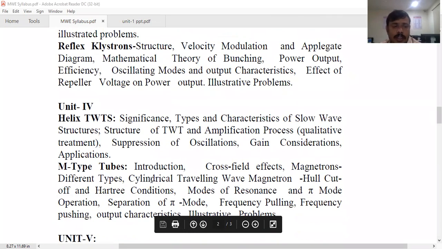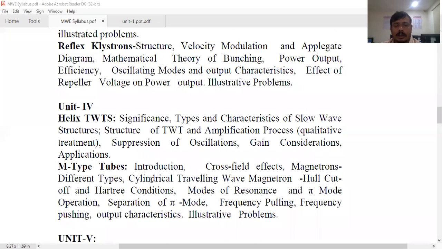So one of these is the helix type TWT, the traveling wave tube. It is also an amplifier. Here there is a different type of structure we are using in the traveling wave tube. There is a disadvantage in our reflex klystron.